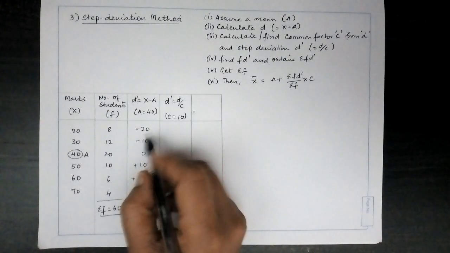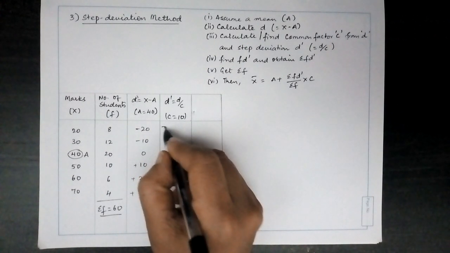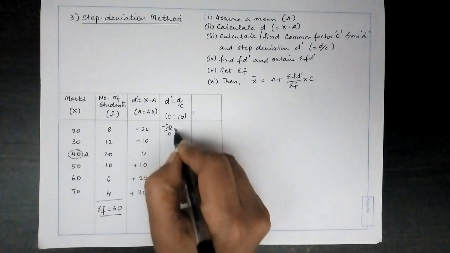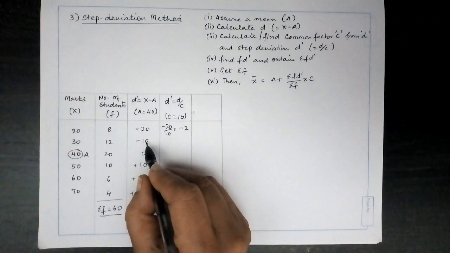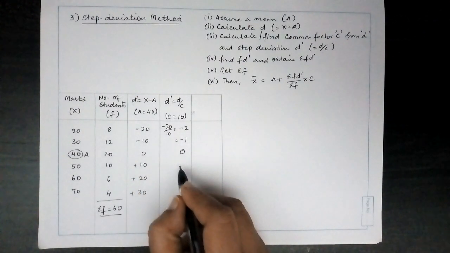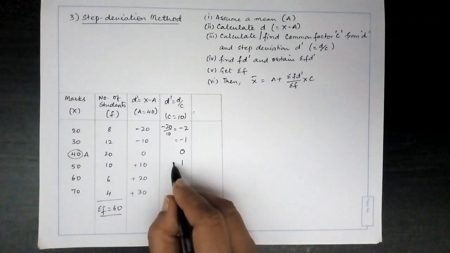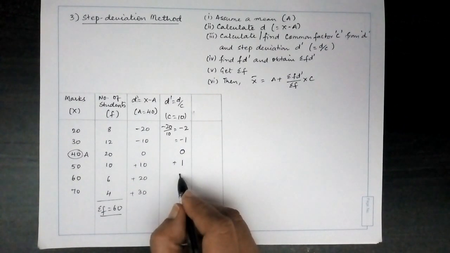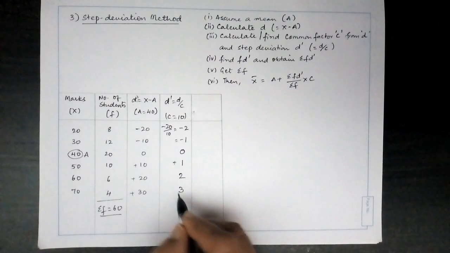So let's try to calculate. Minus 20 divided by 10 gives us minus 2. Minus 10 by 10 gives us minus 1. And here it is 0. 10 by 10 is 1, which is a positive number. 20 by 10 is 2. 30 by 10 is 3.